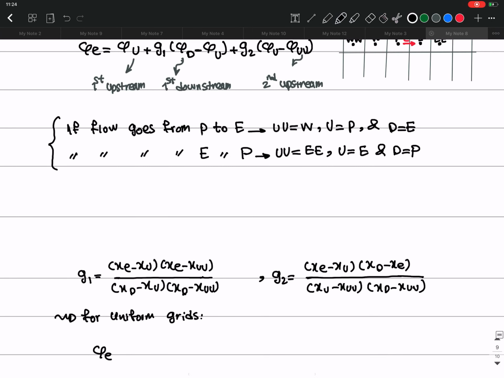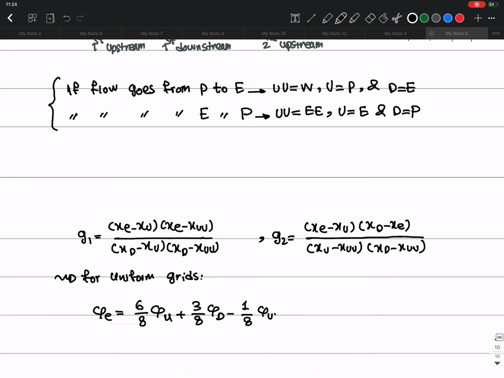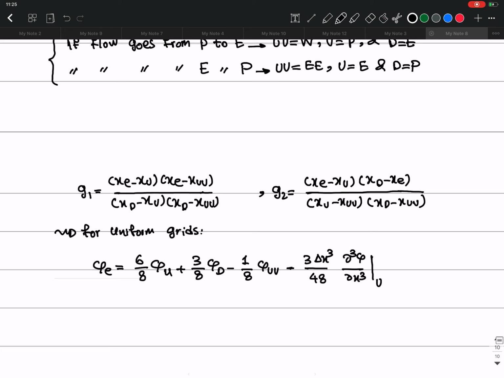we have phi E equals 6 over 8 phi U plus 3 over 8 phi D minus 1 over 8 phi UU minus 3 delta x cubed over 48 times partial cubed phi over partial x cubed evaluated at U. And as you see, this is order delta x cubed. So it is a higher order approximation compared to the other one, which was order delta x, right?